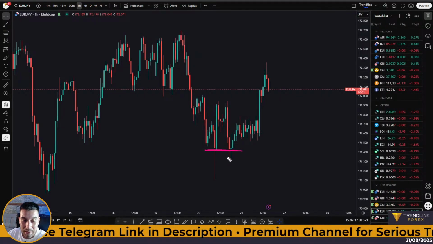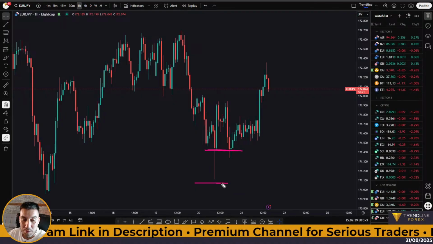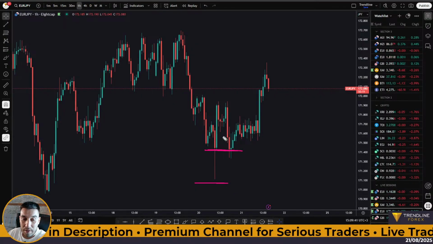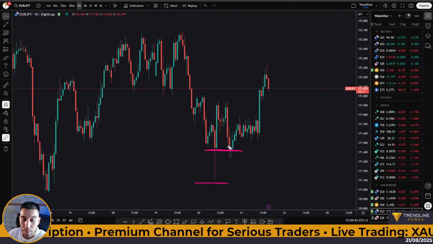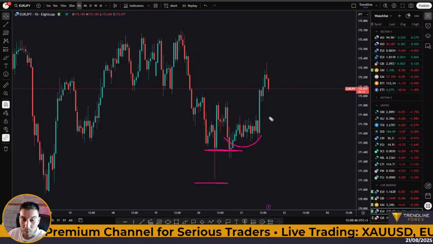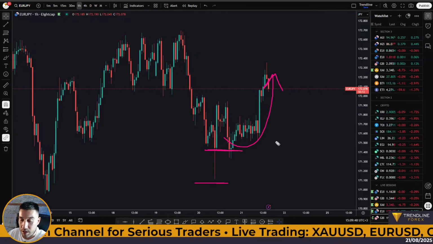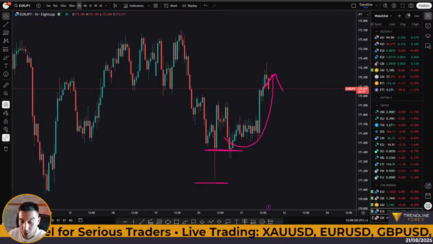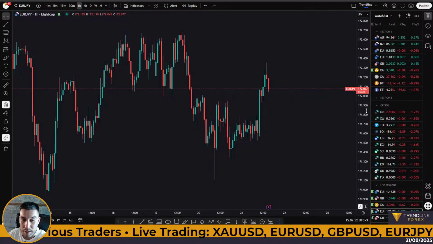So we did say that we're not expecting to see price breaking below this low. And since price was trading around that level anyway, what I said was that we're most likely going to see this continuation higher. Okay, and so this is exactly what we have a few hours later.